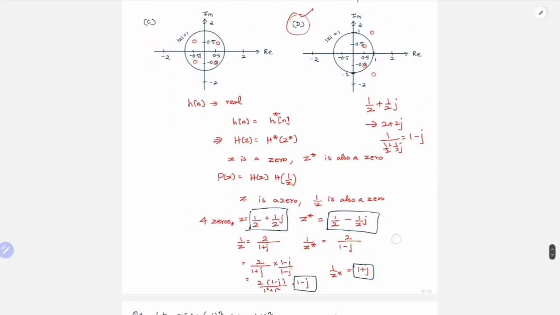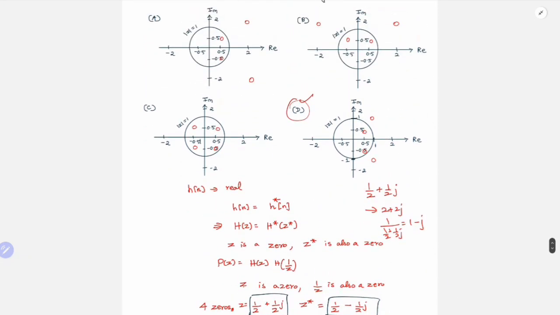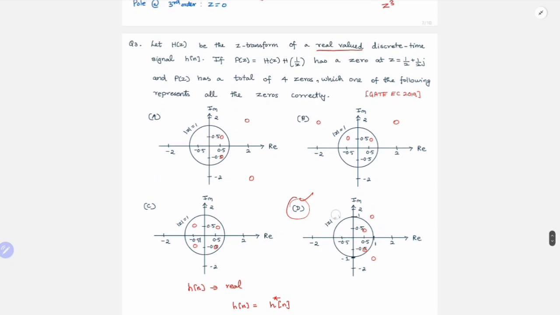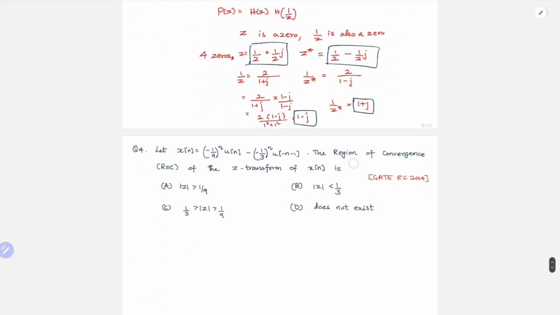Right? That is what we got here. So these kind of places we need to be careful. Even though we know the concepts, we shouldn't miss out on these areas. Okay. Moving on.